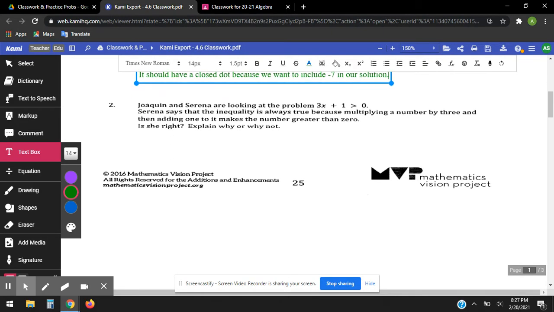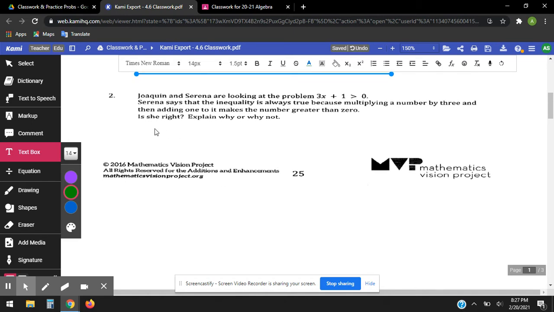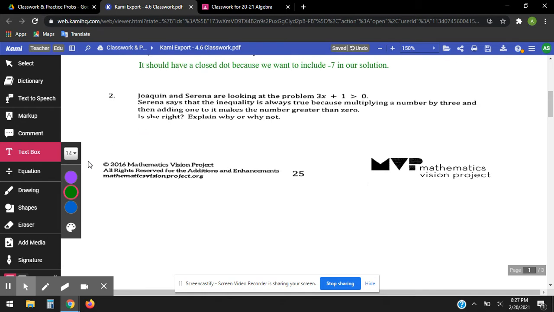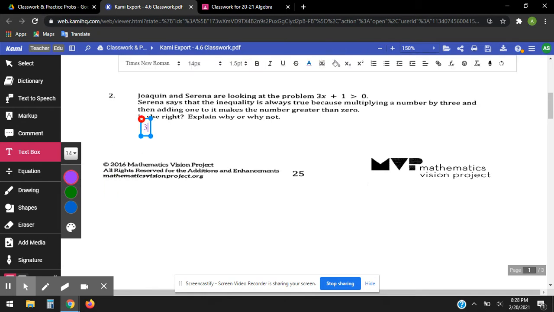Next, they're looking at the problem 3x plus 1 is greater than 0. Serena says that the inequality is always true because multiplying a number by 3 and then adding 1 to it makes the number greater than 0. Is she right? Explain why or why not. Well, I'm going to go ahead and type this one out. 3x plus 1 is greater than 0.